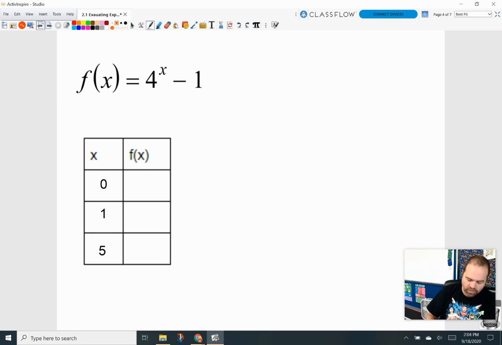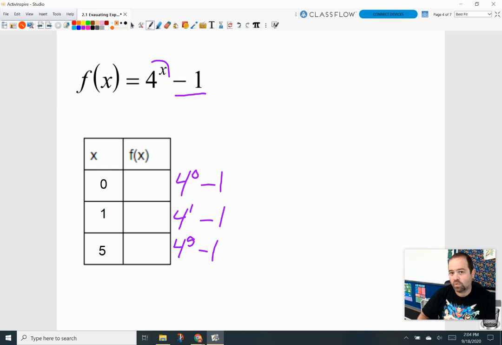But so here I've done one additional thing. We've got the exponential portion of the function, and then once you get your evaluation of that, subtract 1. We can still add, subtract. We can do all that kind of stuff with these functions. It's just that we need to make sure that we evaluate the exponent part of it correctly before we do that. So I'm going to plug in 0 where the x is at. So this is 4 to the 0 power minus 1, 4 to the first power minus 1, and 4 to the fifth power minus 1. That last one will be pretty big just because of how the exponent affects everything.